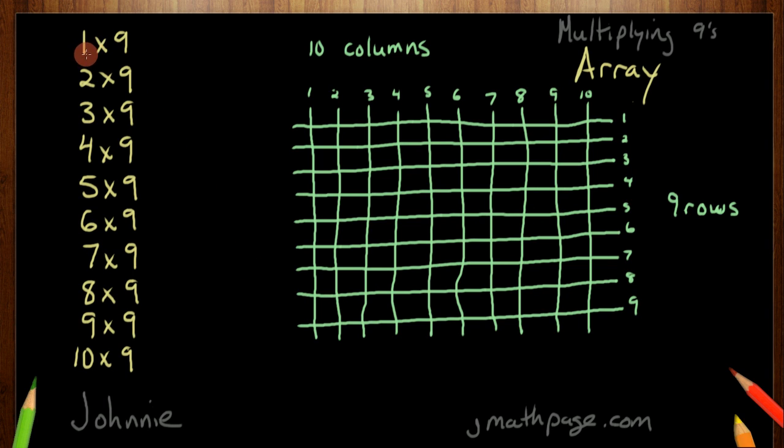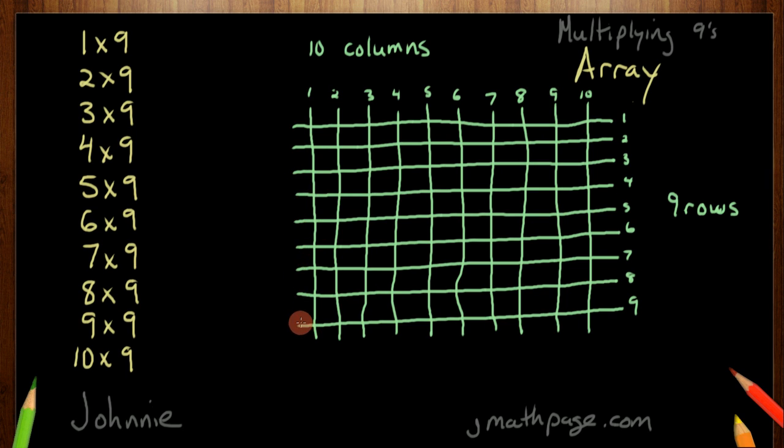If I look here and I say 1 times 9, and I'm thinking about it in terms of an array, I'm thinking about it in terms of rows and columns. I'm going to start here. I'm going to think about the 1 as being the number of columns, and the 9 as the number of rows. So what I'm looking at here is 1 column and 9 rows. Well, here's 1 column right here. So I'll start here, 1 column, and then I have 9 rows.